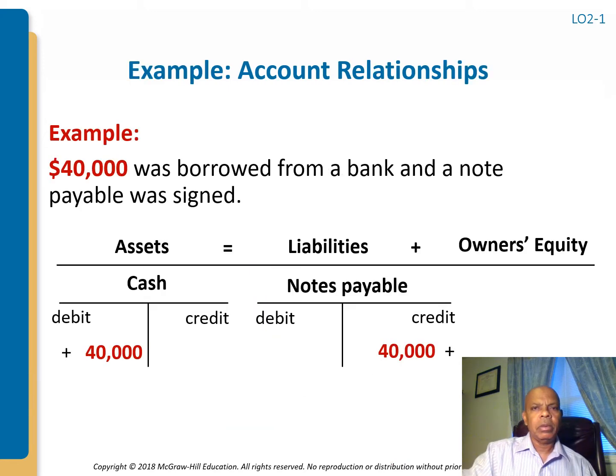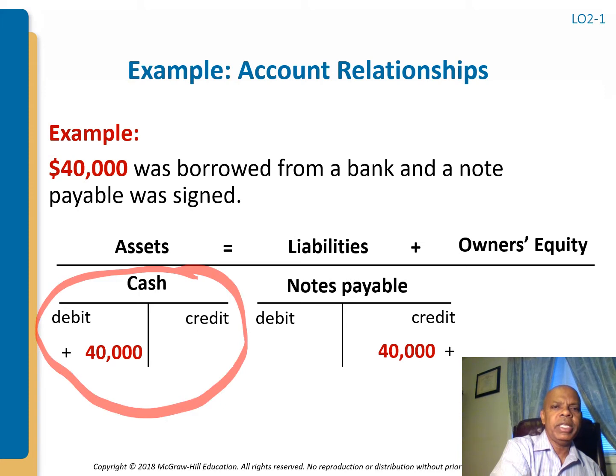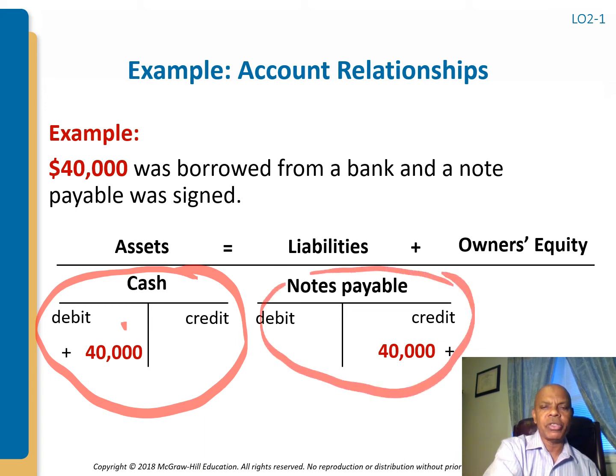We're putting the transactions in a T account and showing how that works. 40,000 was borrowed from a bank and a note payable was issued. So we said this is a T account, the cash account, we debit. We receive cash, so cash increases. And at the same time, what happens? The liability increases, so it's a credit. Remember, liability is always credit, asset is always debit. So when you get cash, it increases assets.